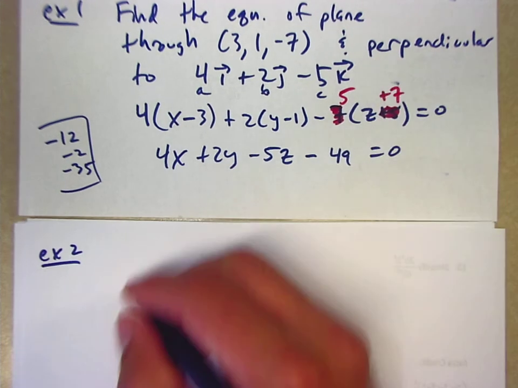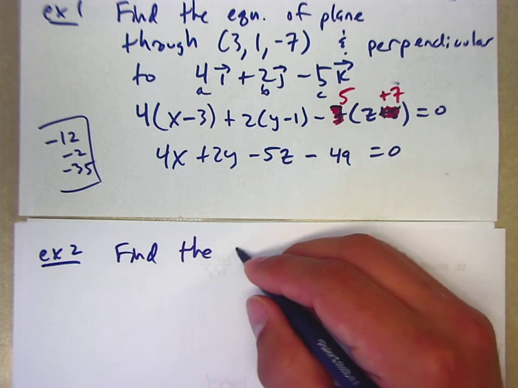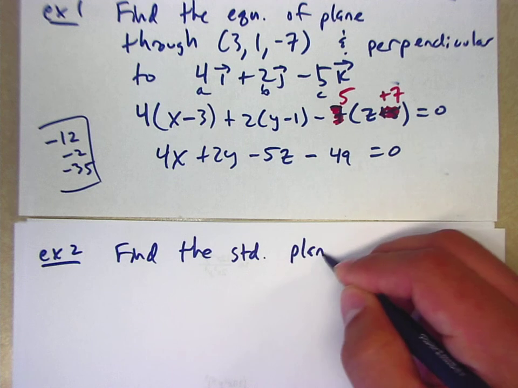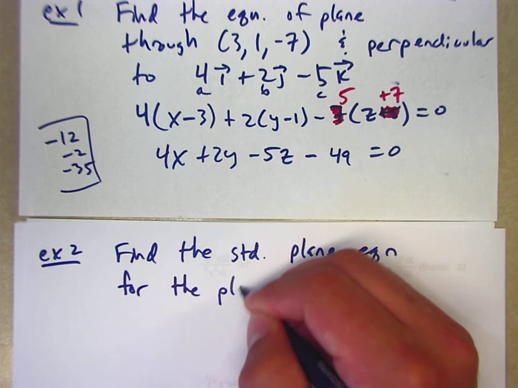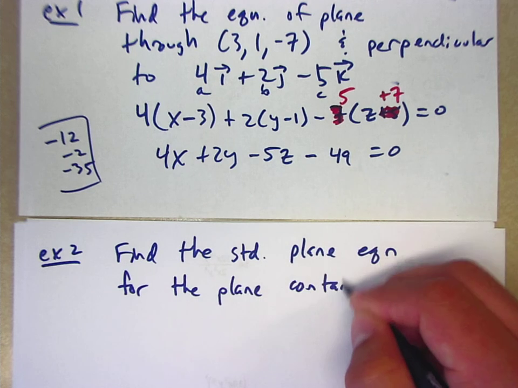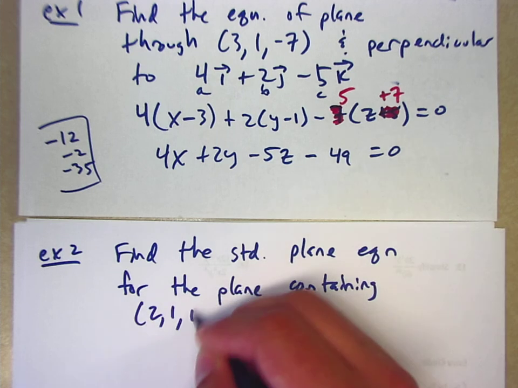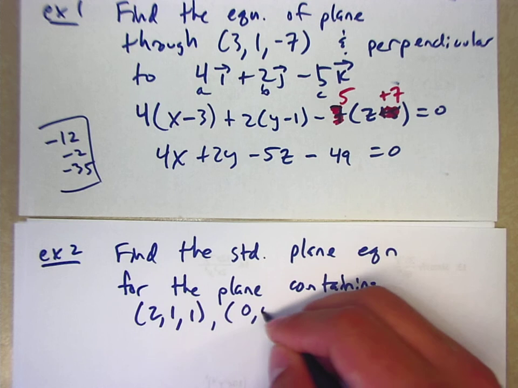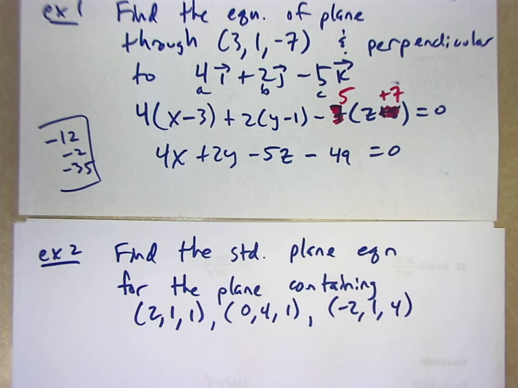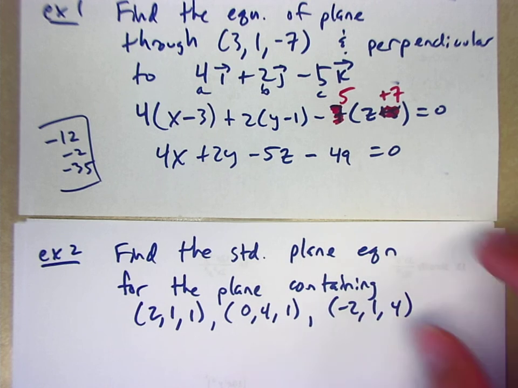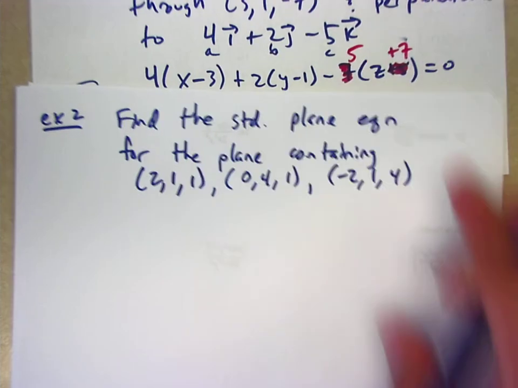Let's say we want to find the standard plane equation for the plane containing these 3 points: 2, 1, 1, 0, 4, 1, and negative 2, 1, 4. Okay, so again, if you have an idea of what you've got to do, try it out and check your answer.